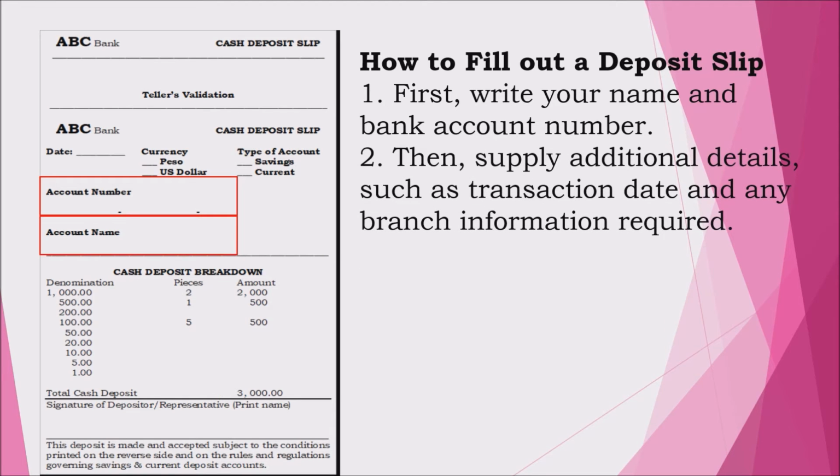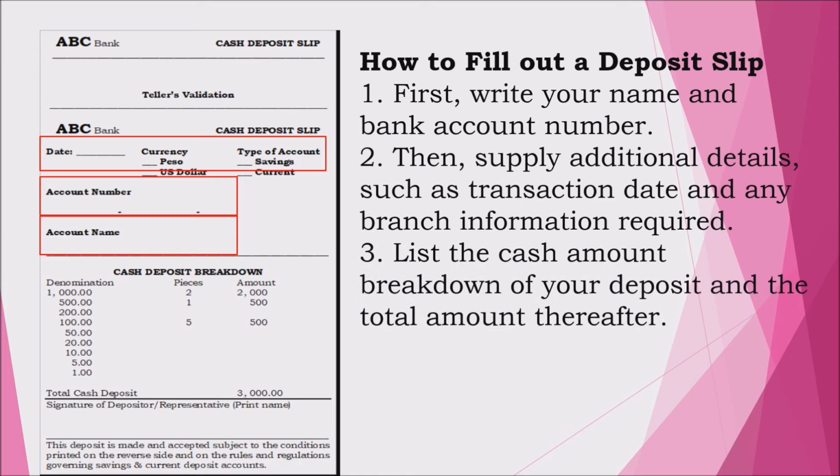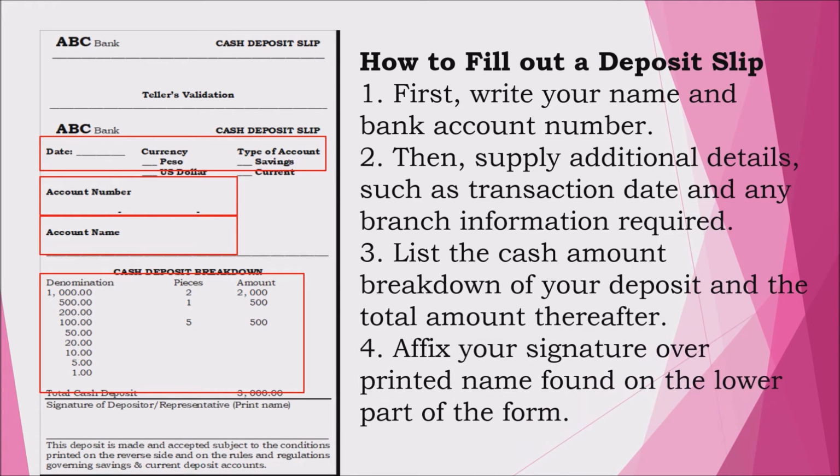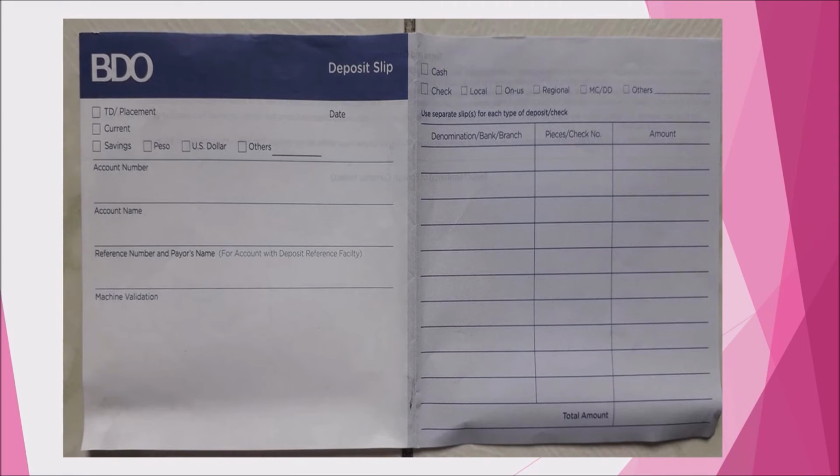Second, then supply additional details such as transaction date, and any branch information required. Number 3, list the cash amount, breakdown of your deposit, and the total amount thereafter. Lastly, affix your signature over the printed name found on the lower part of the form. We have here another example of a deposit slip.